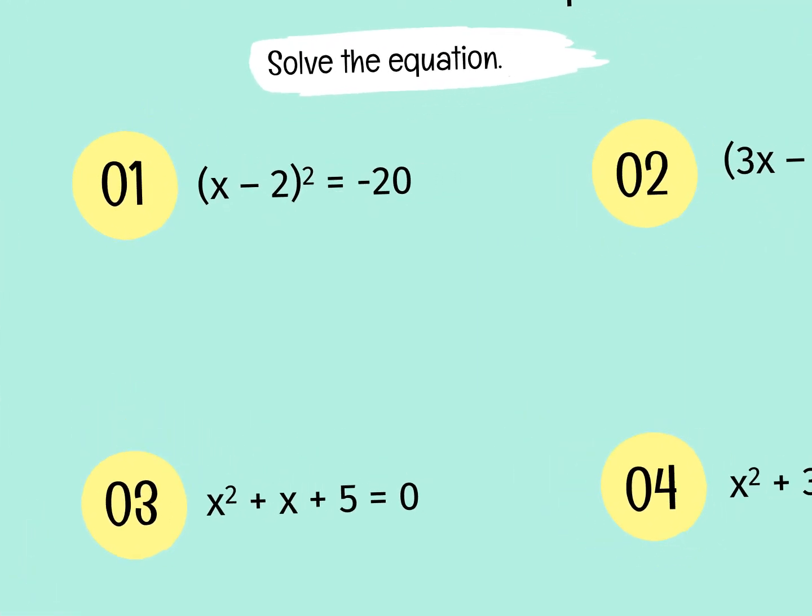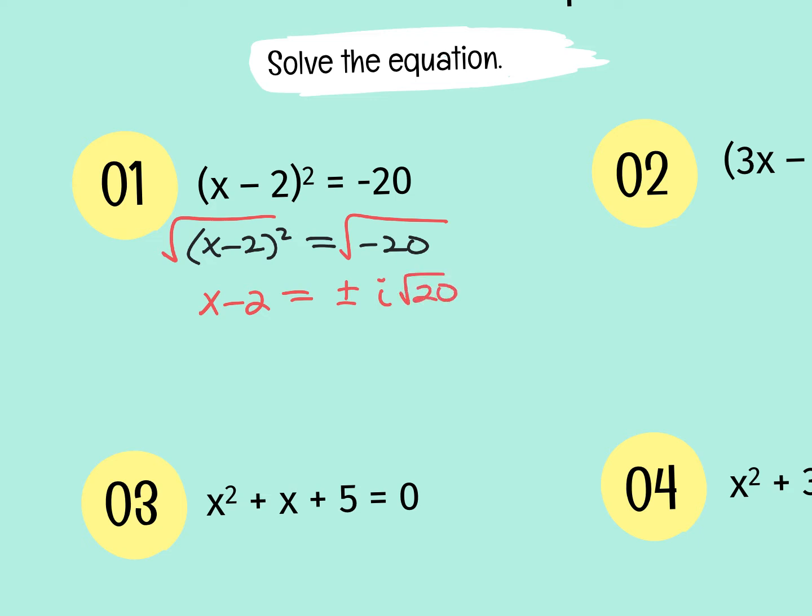So for number 1, it says, (x minus 2) squared equals negative 20. This one is set up to use the square root method. So that's what I'm going to do. I'm going to square root both sides. So (x minus 2) squared equals negative 20. My square term is already isolated, so I can just square root both sides. This ends up being plus and minus. And when I square root that, an i is going to come out. And then I'm left with 20.